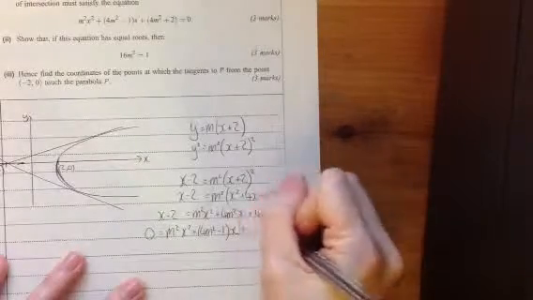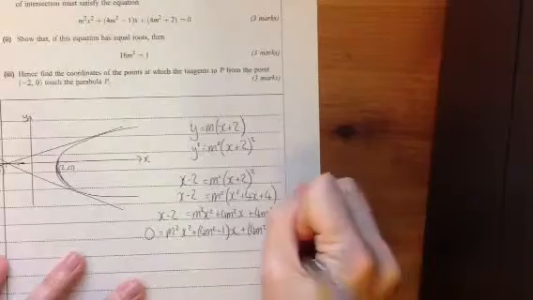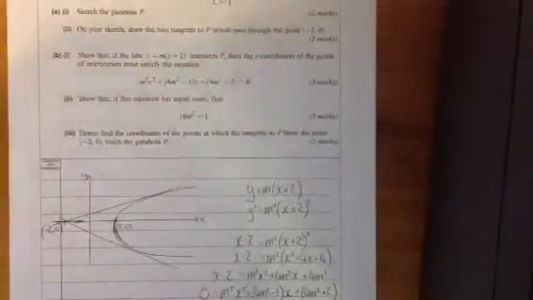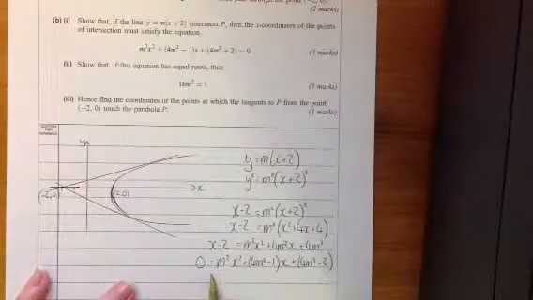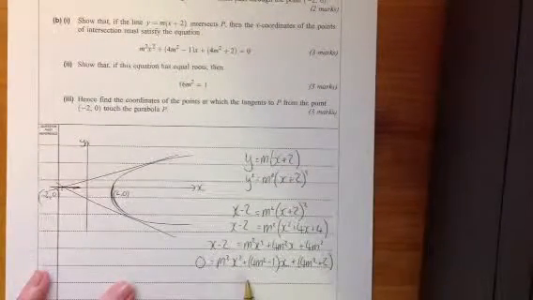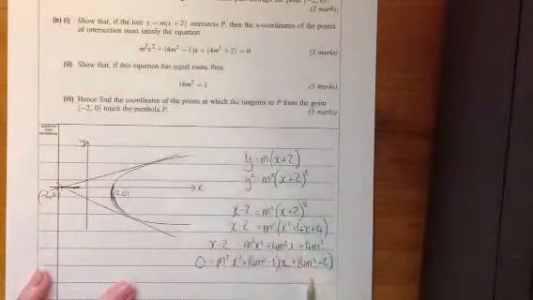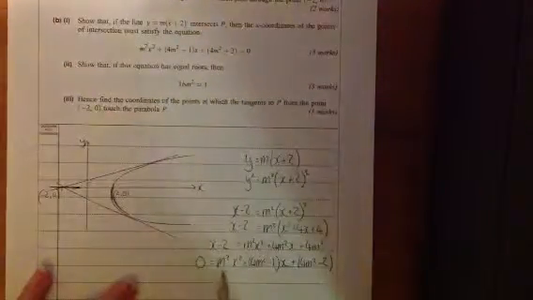And then I've got plus 4m squared here, and then I'm going to be adding the 2 from that side over there. So that's what we were trying to get: m squared x squared plus (4m squared minus 1) lots of x, plus 4m squared plus 2 equals 0. Okay, so we've got that part at the moment.